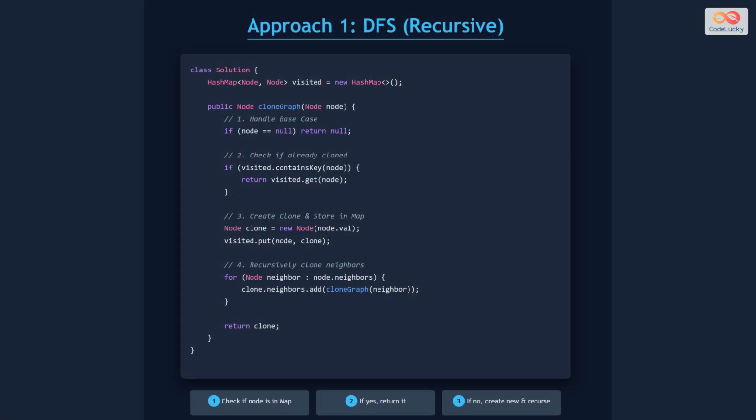Let's look at the depth-first search, or DFS, approach. It is a recursive strategy. The logic is simple. First, handle the base case where the node is null. Second, check our visited map. If the node is already there, return the clone. Third, if not, create the clone and put it in the map immediately. Finally, iterate through neighbors and recursively clone them.